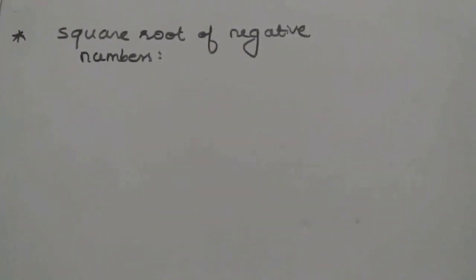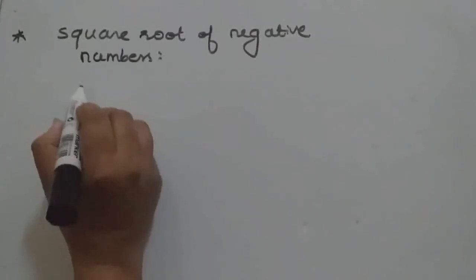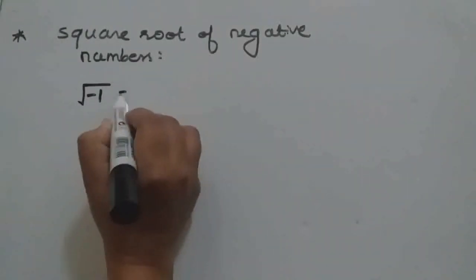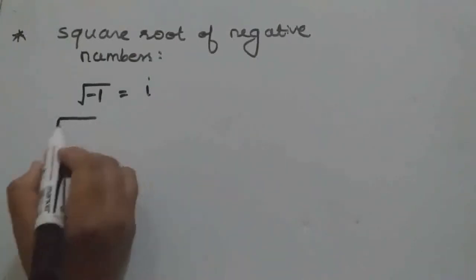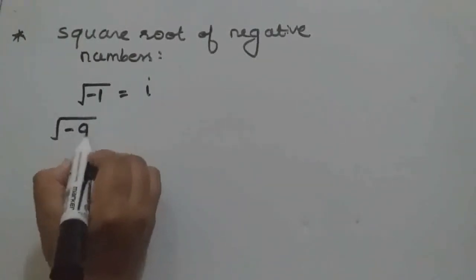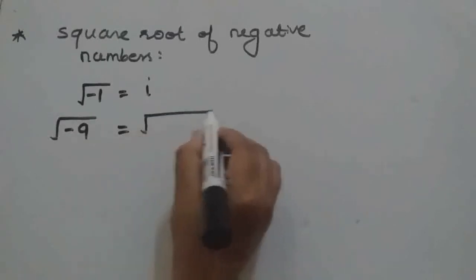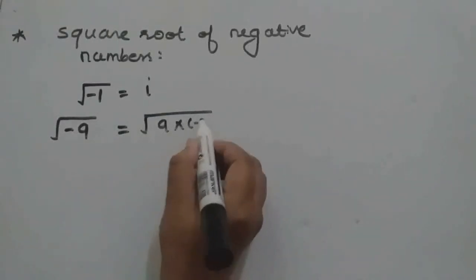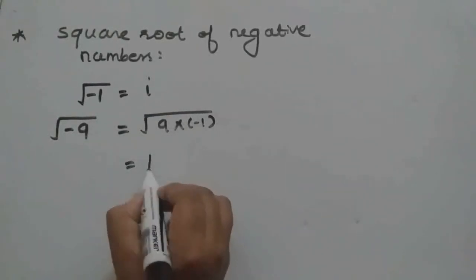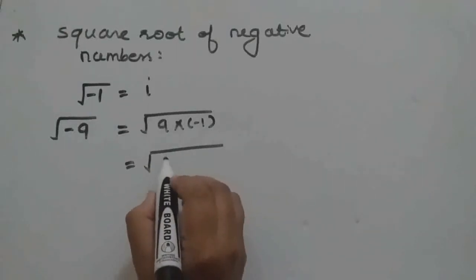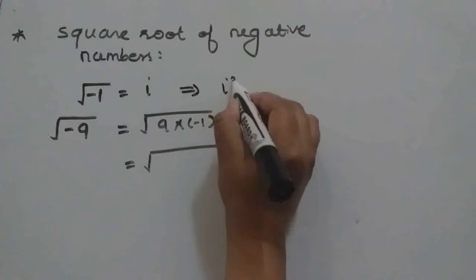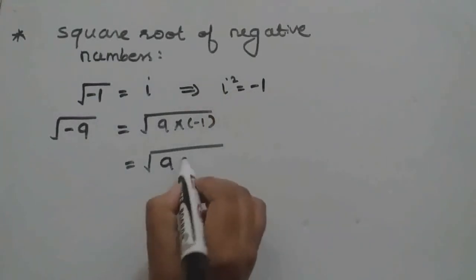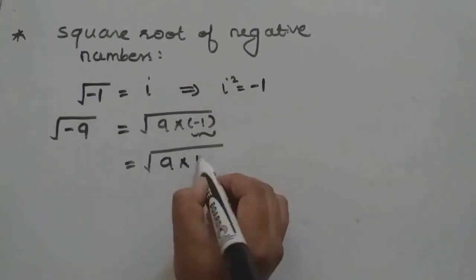Square root of negative numbers. Now since we know root minus 1 is an imaginary number, we can find the root of negative numbers here. Suppose root of minus 9, so this we can write as root of 9 into minus 1, isn't it? Minus 1, see, i square is minus 1, so 9 into minus 1 we can write as 9 i square.